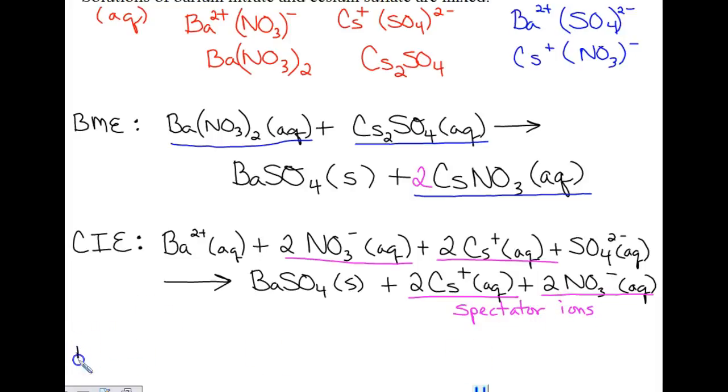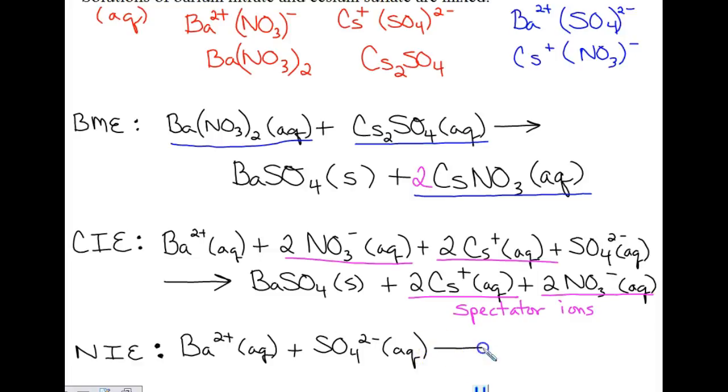So our net ionic equation, we're just going to rewrite the things that we're not spectating. So the barium ion, the sulfate ion, and the solid that they form.